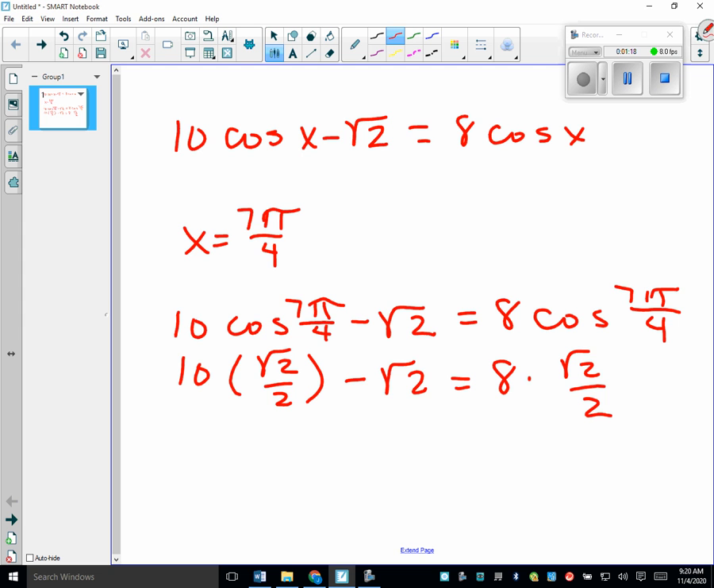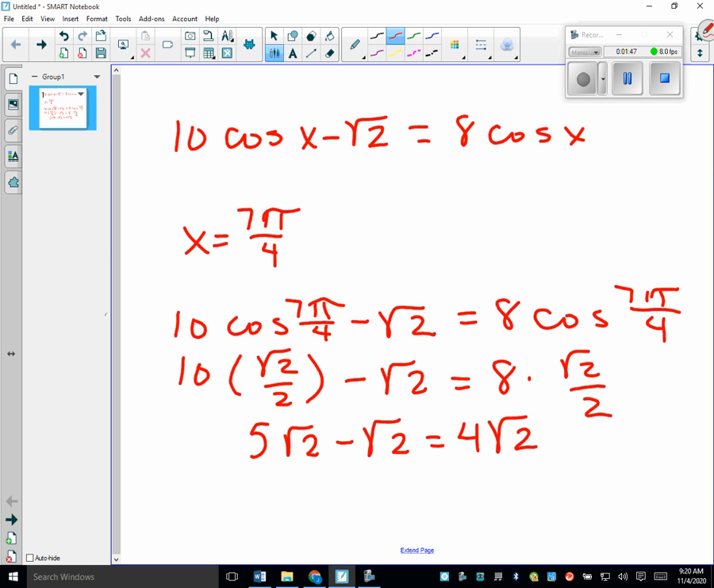So what is 10 times radical 2 over 2? 5 radical 2 minus radical 2 equals 4 radical 2. Yes or no? It does equal 4 radical 2. What? 5 radical 2 minus radical 2. Oh, they're like radicals, like an under 1? Uh-huh. Okay, that makes sense.